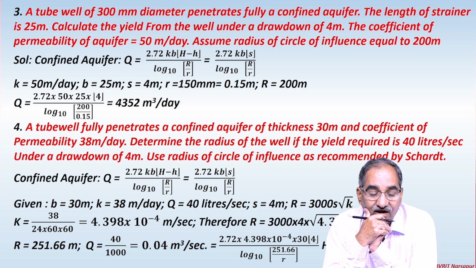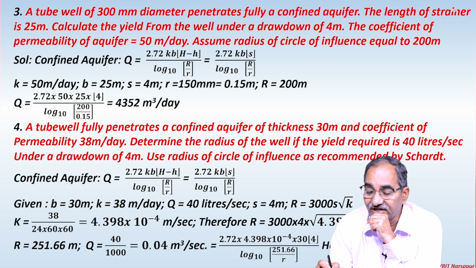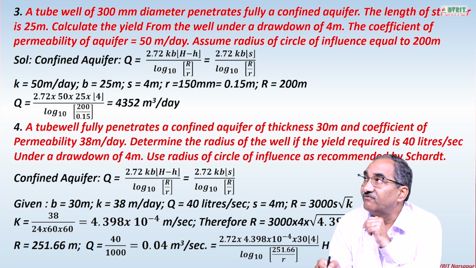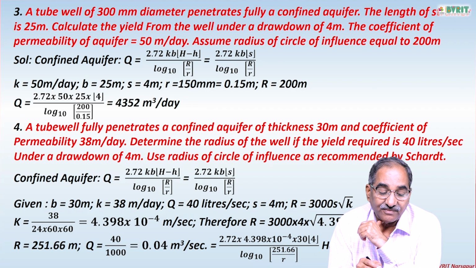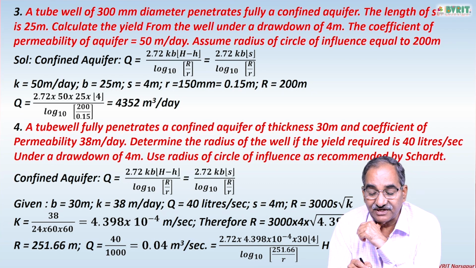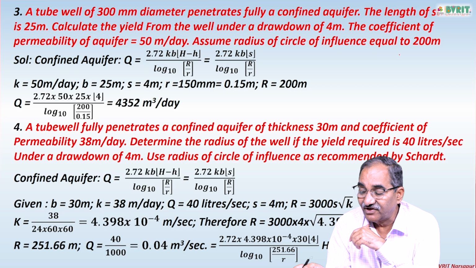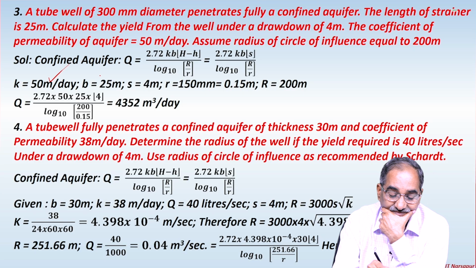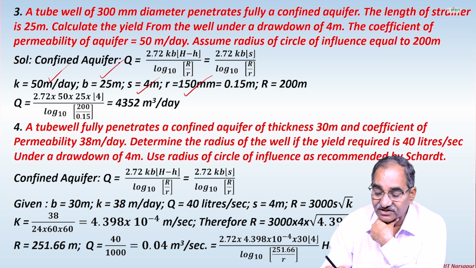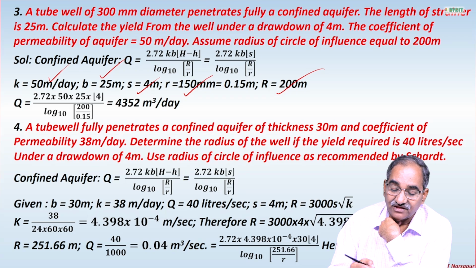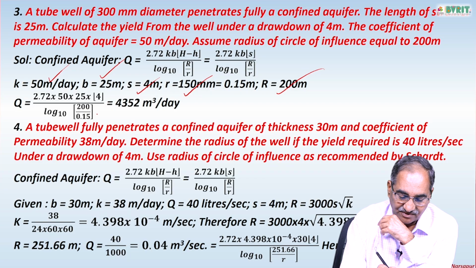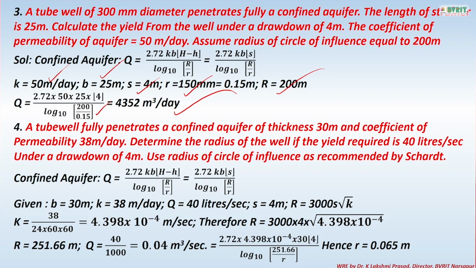Next, a tube well of 300 mm diameter penetrates fully a confined aquifer. The length of the strainer is 25 meters. Calculate the yield from the well under a drawdown of 4 meters. The coefficient of permeability of the aquifer is 50 meters per day. Assume the radius of circle of influence is 200 meters. So what is given? K is given, B is given, S is given, r is given, capital R is given. The equation is 2.72 KBS divided by log R by r base 10. Same thing I have put, answer direct and straight.